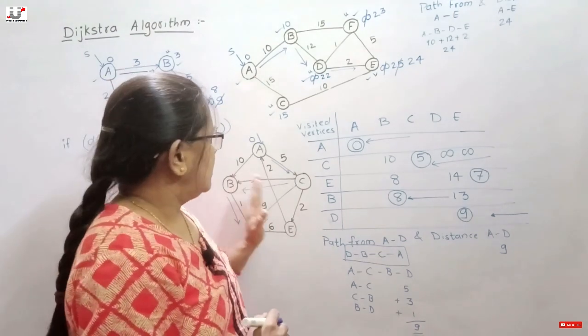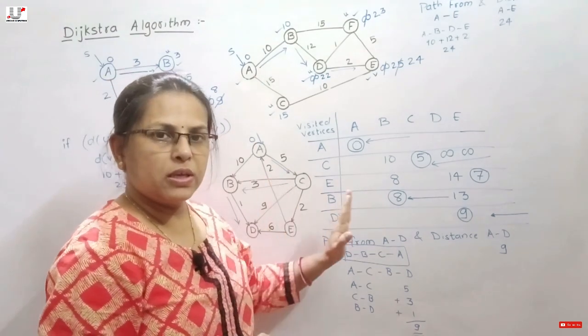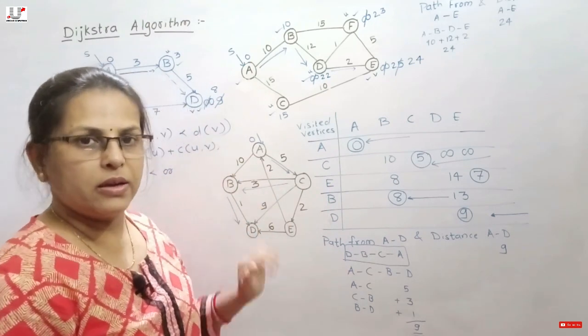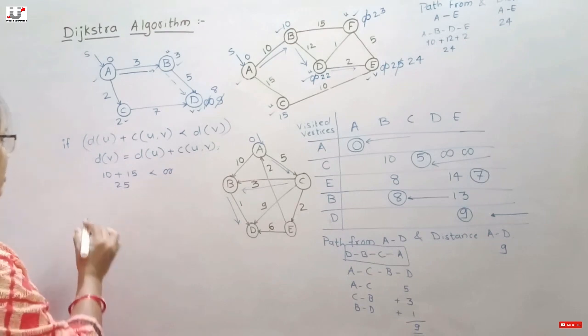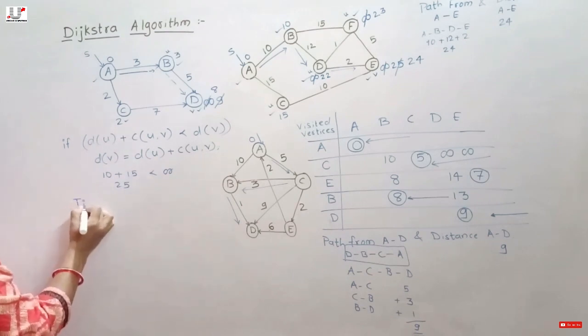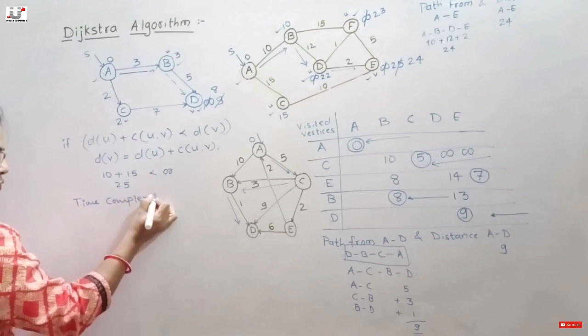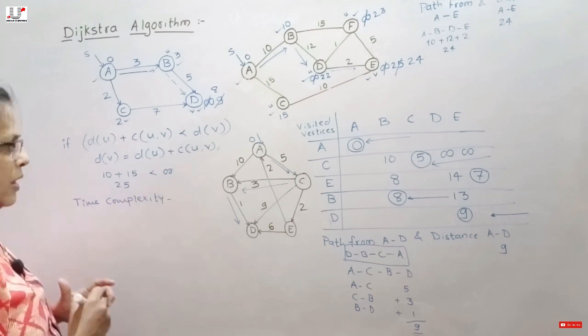So this is the working of Dijkstra algorithm on a weighted graph. Now the time complexity of Dijkstra algorithm.